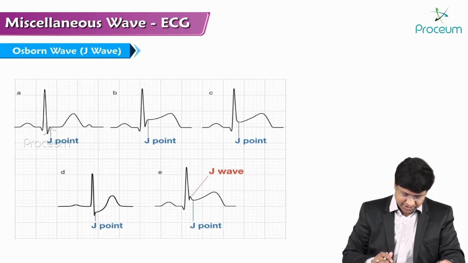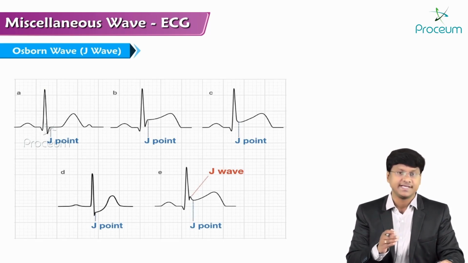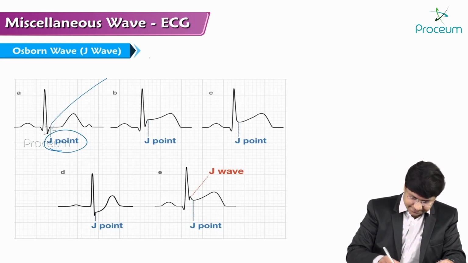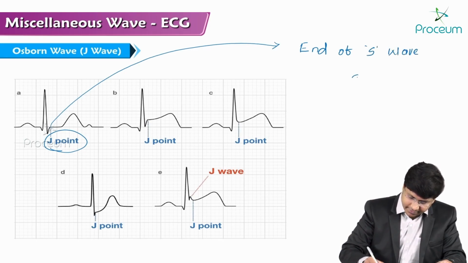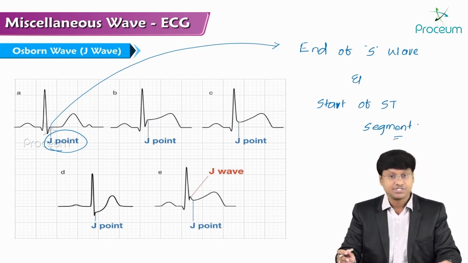The J point is present at the end of the S wave and the start of the ST segment. That is what your J point is. So this is the J point, the point which is present at the end of the S wave and the start of the ST segment.